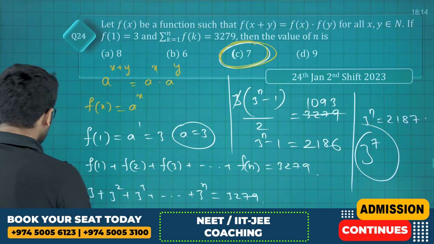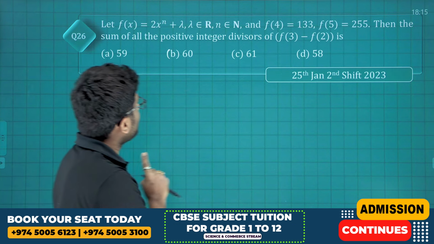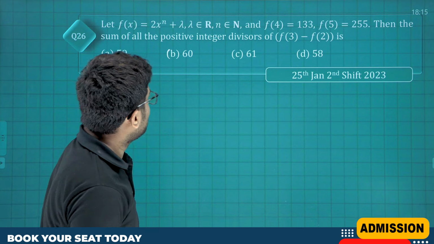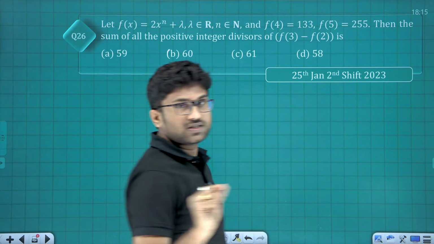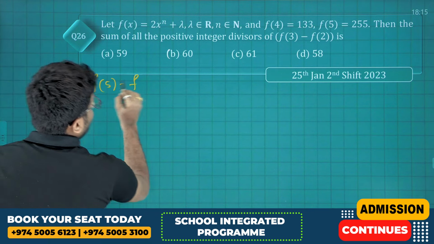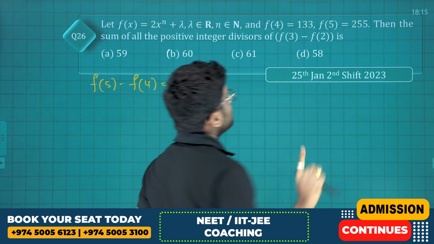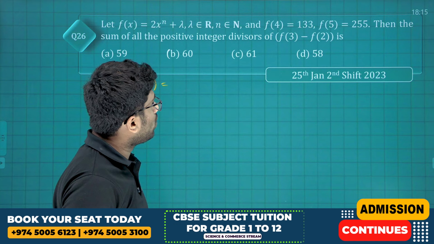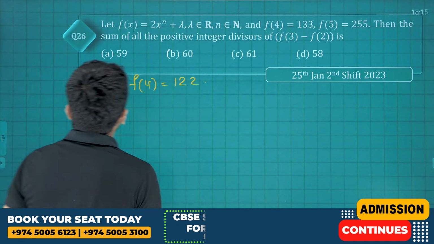Clear? Next question. f of x is given as 2 into x power n plus lambda, f of 4 is given, f of 5 is given, then find the sum of all the positive integer divisors of f of 3 minus f of 2. First we do one thing. We will subtract f of 4 from f of 5. f of 5 minus f of 4 is 255 minus 133, which is 122.